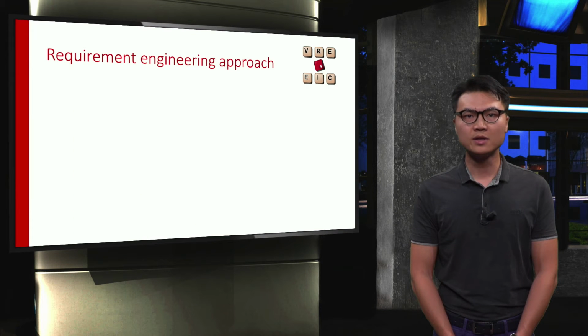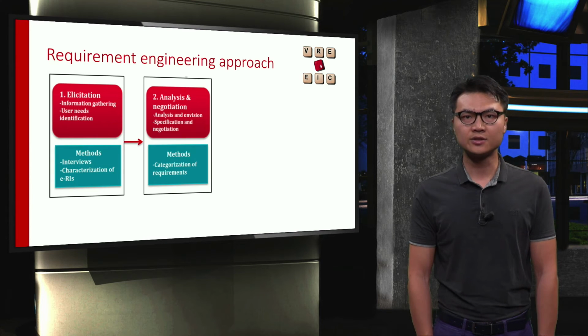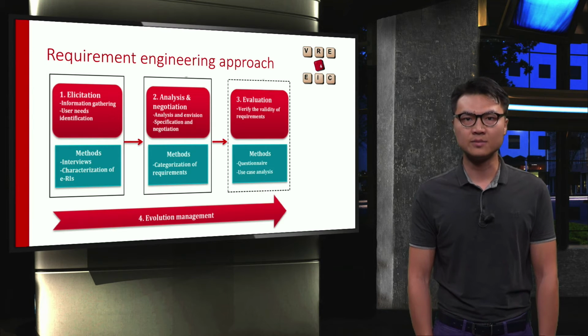The requirements engineering process concerns the investigation and understanding of the actual goals, needs, and expectations of users regarding a system. Based on existing requirements engineering research, we derived the four common elements as shown in the figure, namely elicitation, analysis and negotiation, evaluation, and evolution management.